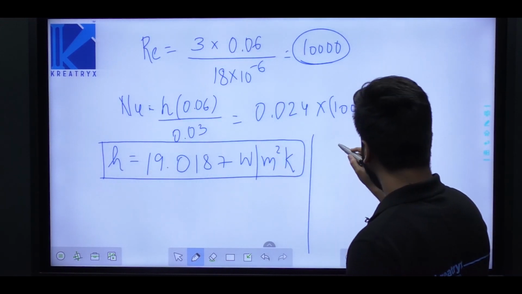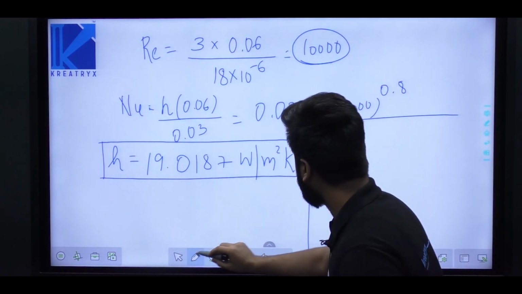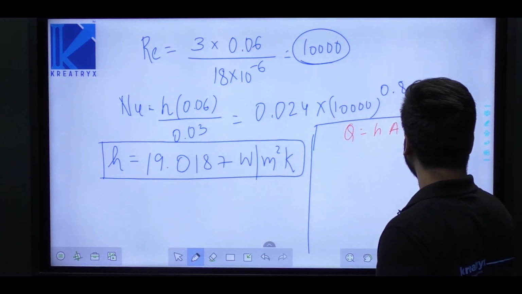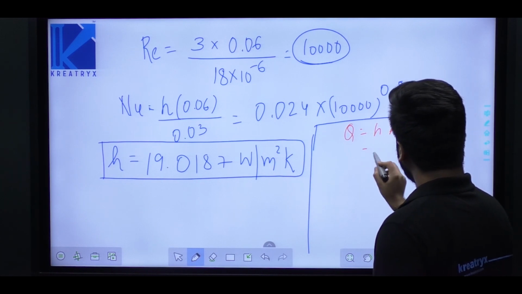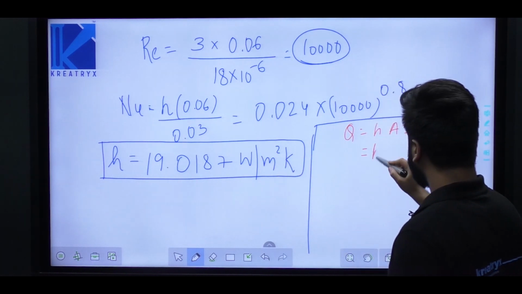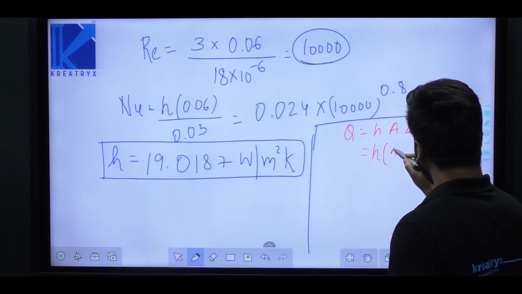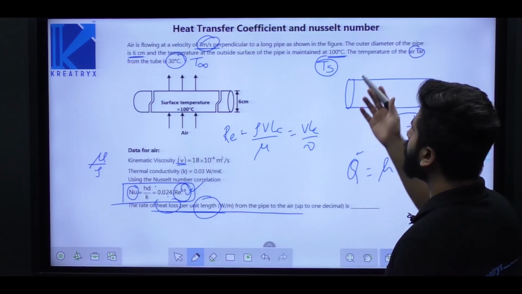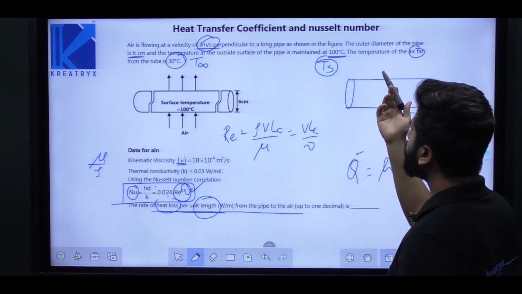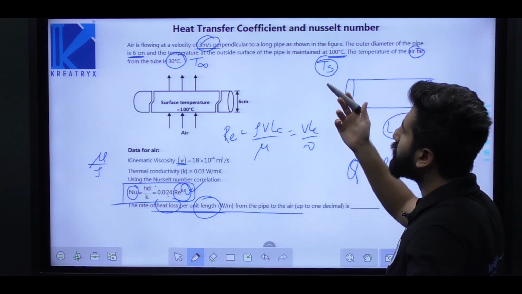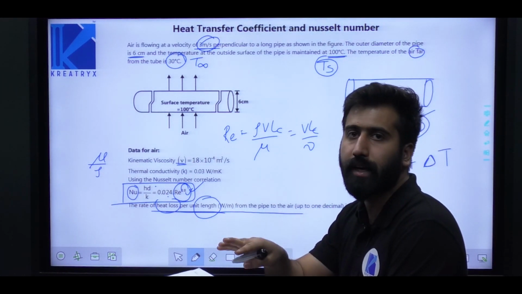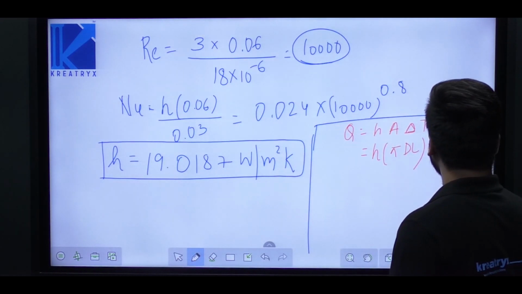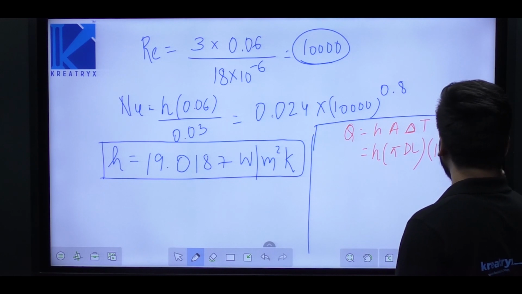So now Q is equal to h A delta T, and h is 19.0187, A is pi d L. What will be delta T? Delta T will be 100 minus 30, because the outside surface temperature is 100 degrees Celsius and the air is coming at 30 degrees Celsius. So the heat will be convected from the surface of this pipe to the air.